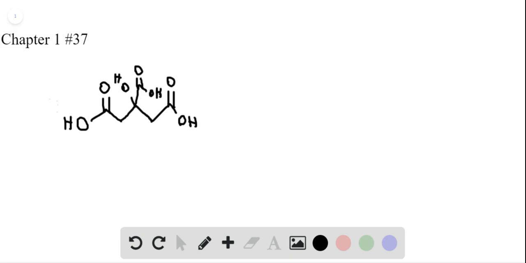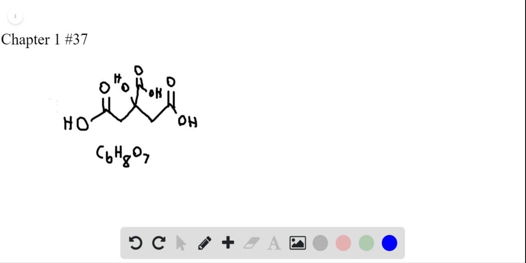So then for A, we're asked what the molecular formula is. We just need to count. And when we do count, we find 6 carbons, 8 hydrogens, and 7 oxygens. So there's A, there's our molecular formula.